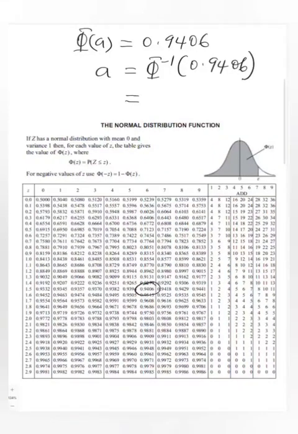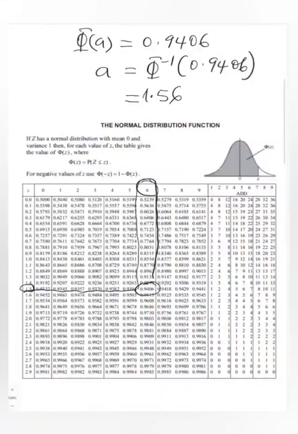So what I would do now is take from that value horizontally to the extreme left, where I will read the Z score and its first decimal point as 1.5, and then when I go up vertically, I will read the second decimal place as 6. So my Z score that corresponds to 0.9406 is 1.56.